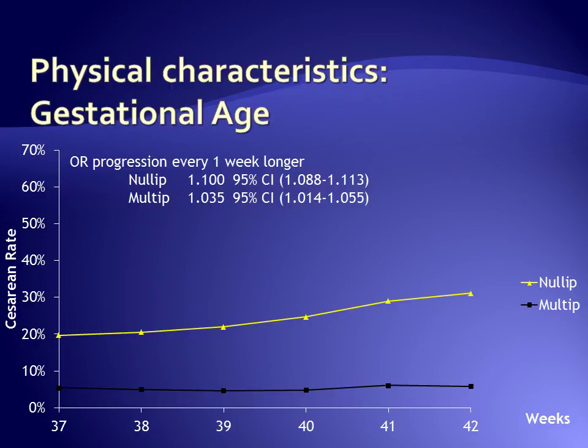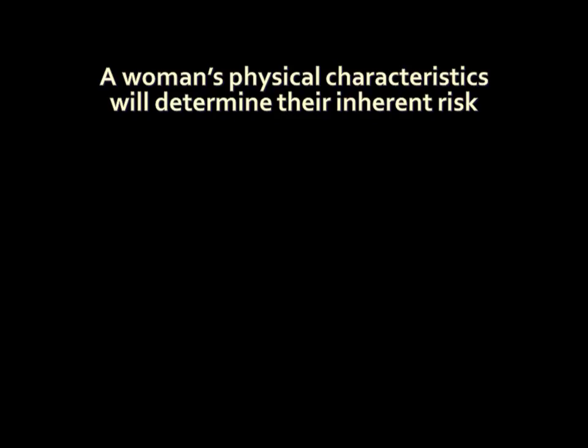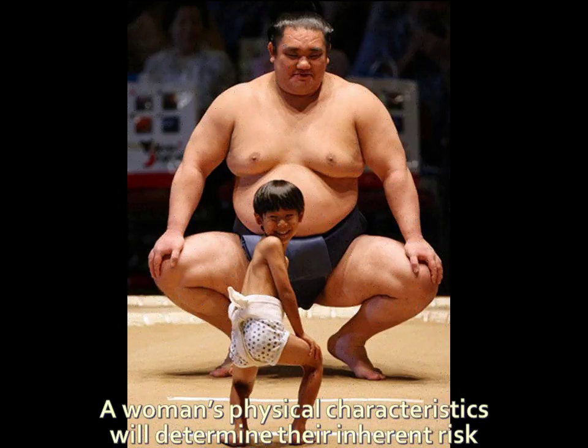The next physical characteristic is gestational age, and note that increasing gestational age increased the rate of cesarean birth. The last physical characteristic is maternal weight gain. Note that women who put on more or less weight than recommended had a greater rate of cesarean birth. This is also similar to the findings from Dr. Chen's group. I hope that by this point I have proven to you that a woman's physical characteristics will determine their inherent risk.